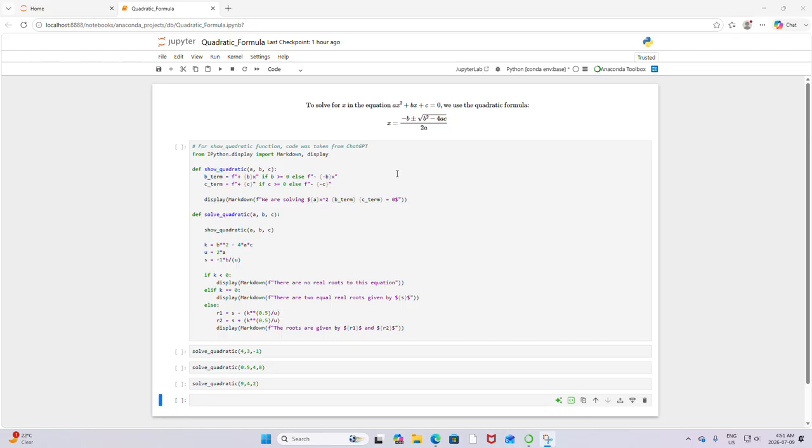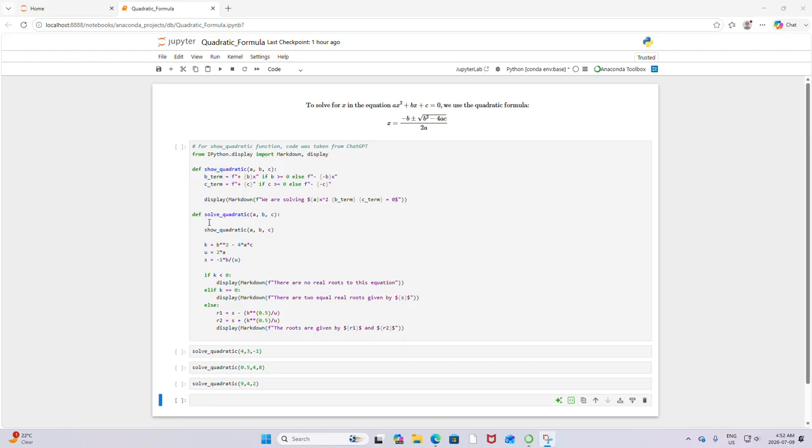For the show quadratic function, code was taken from ChatGPT, so I've commented that away just to be transparent that this function here was taken from ChatGPT, but all it's doing is taking the a, b, and c, which correspond to the a, b, and c in the equation here, and writing down we are solving and then the equation listed. So we'll know every time we call the show quadratic function, it will show us the equation we're trying to solve.